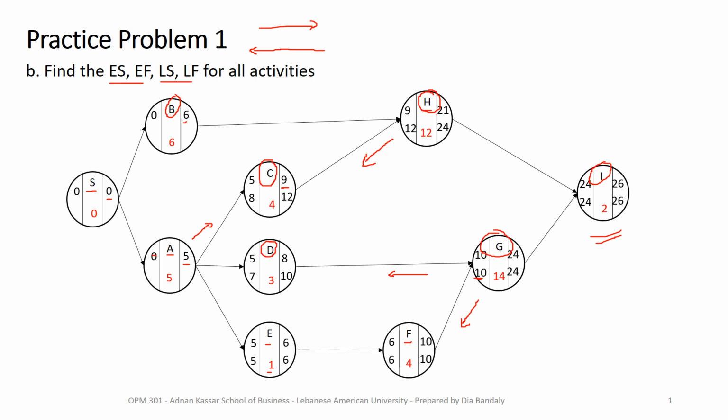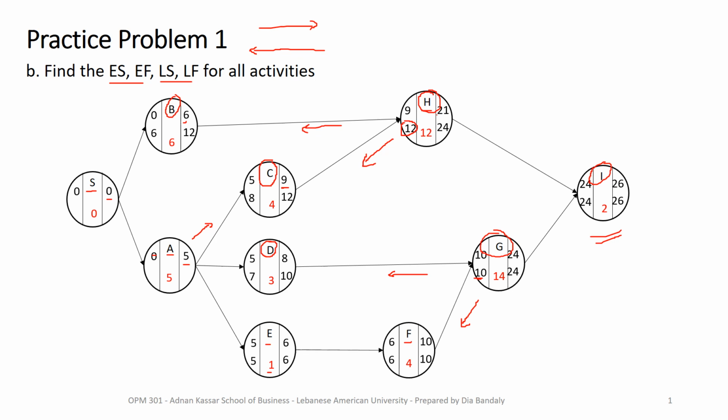And then for activity B, it is also the immediate predecessor only for H, so that 12 here will be the latest finish for B, and then the latest start of B is 12 minus 6, that's 6. For activity A, here you have to pay attention. This is the hardest of all of these. Activity A is a predecessor of 3 activities, right? It is the predecessor of C, D, and E.